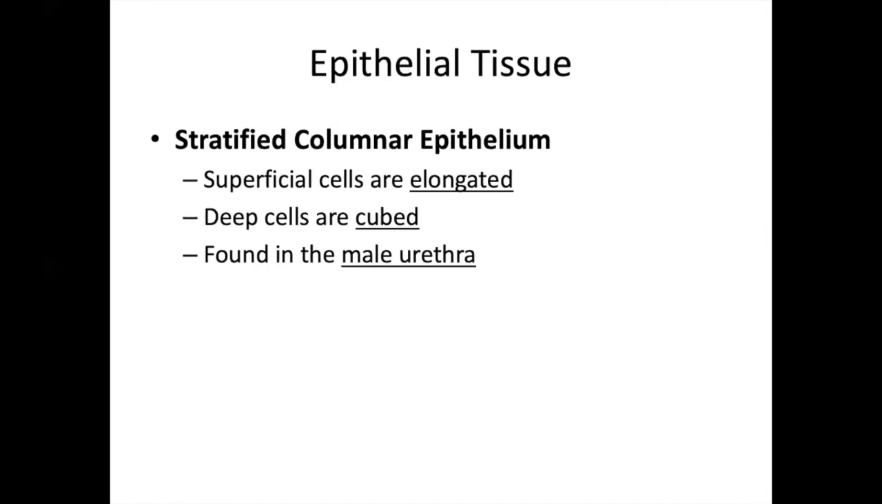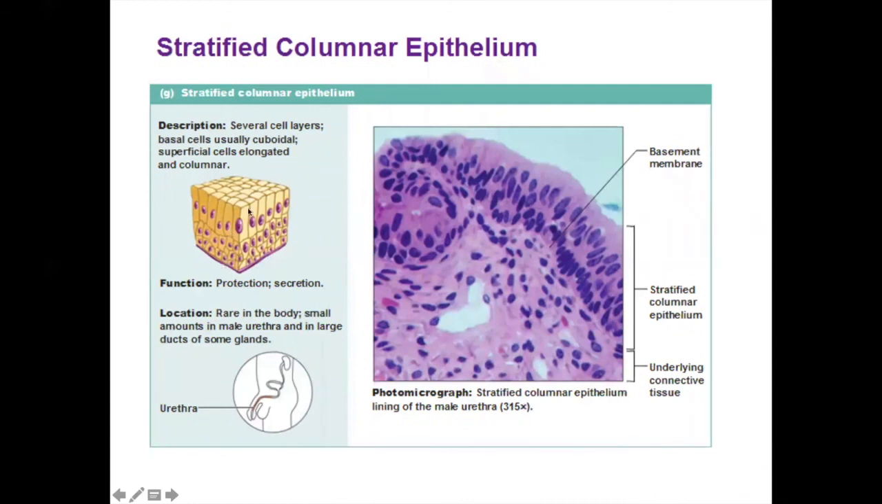Stratified columnar. So we got stratified squamous, stratified cuboidal, stratified columnar. Many layers of the long ones, but only long at the surface. Underneath, there's still baby cells going through mitosis. They didn't grow into their true shape yet. As they get older, they get pushed to the top and they will become longer. Right? These stratified columnar, you're not going to find too many places. They're actually pretty rare in your body.